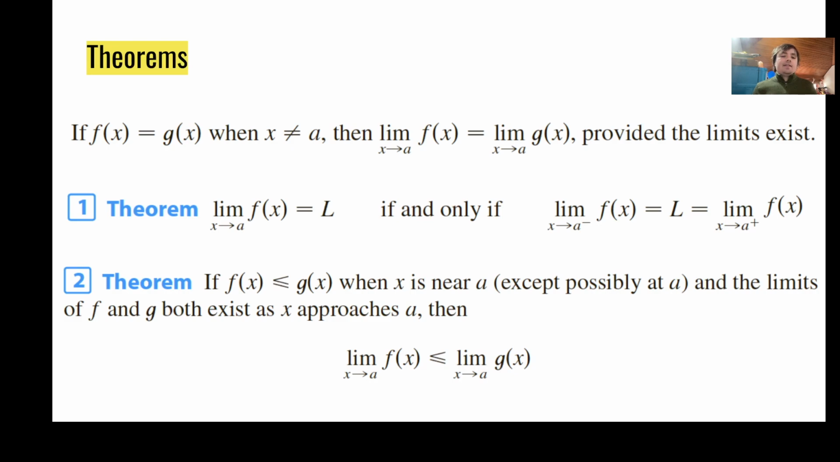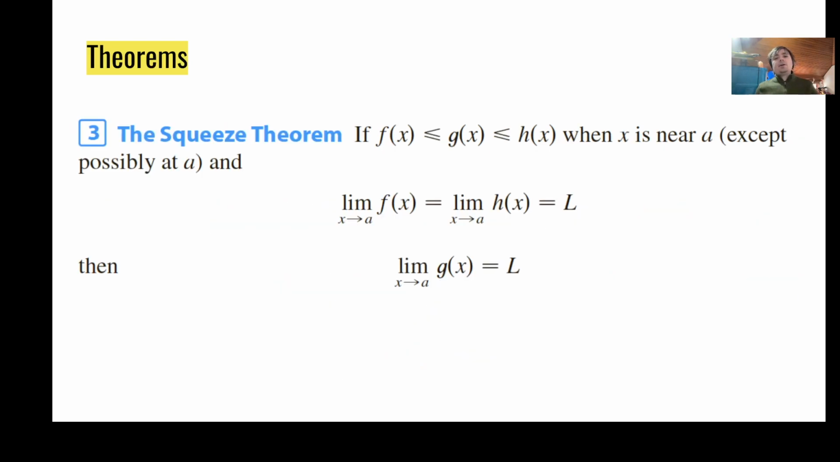All right, and then the next theorem is that if f of x is less than or equal to g of x when x is near a, except possibly at a itself, and the limits of both f and g exist as x approaches a, then the limit of f of x is always less than or equal to the limit of g of x as you approach a.